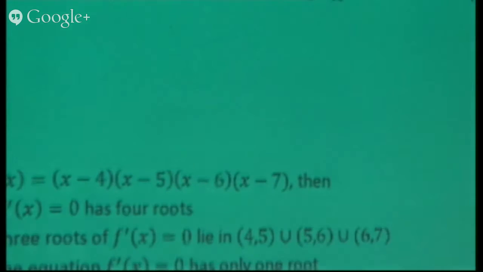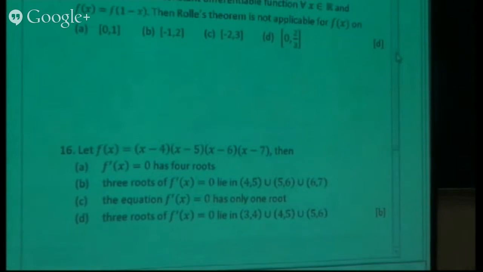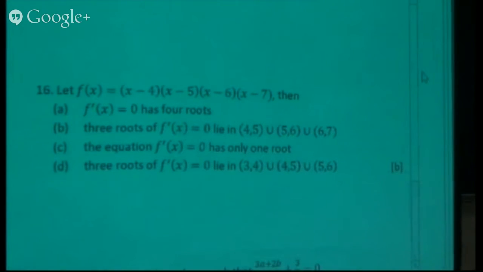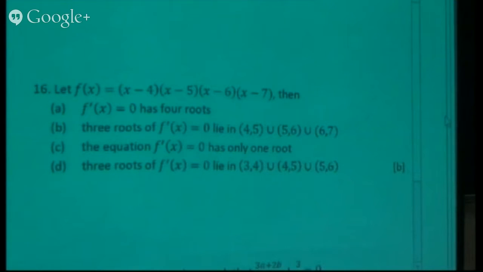Okay, so let's look at this problem 16. f(x) is the product of these factors. If you put x equal to 4 or 5 or 6 or 7, you will get f(x) to be 0. That means 4, 5, 6, 7 all are roots. So if you apply Rolle's theorem on the interval 4 to 5, this function is a polynomial function which is continuous and differentiable everywhere. So the first two conditions are satisfied. Moreover, f(4) and f(5) are both 0 and hence are equal.